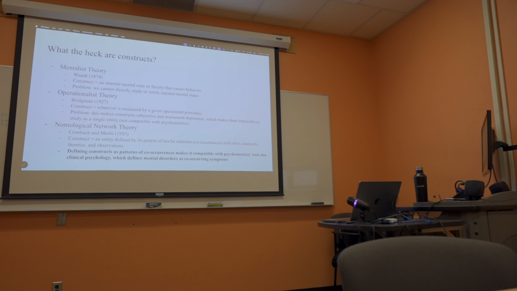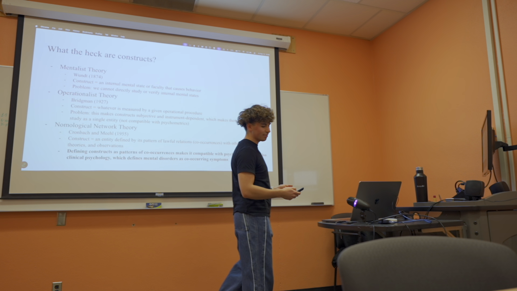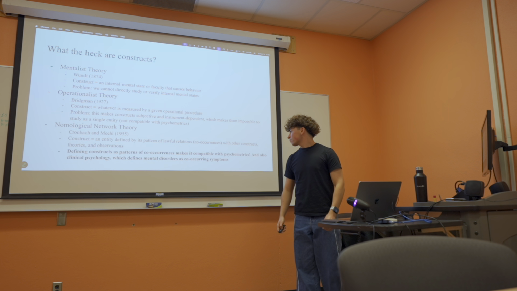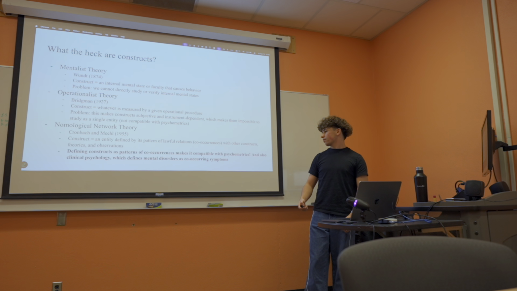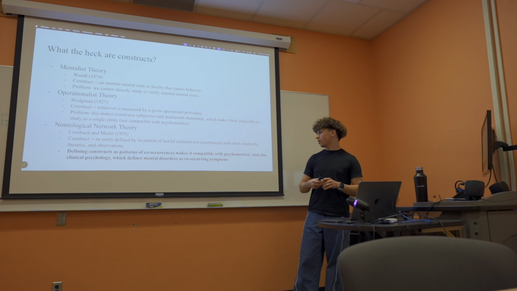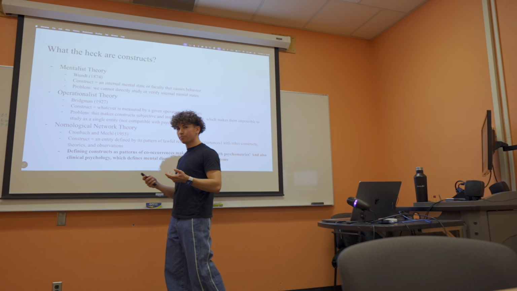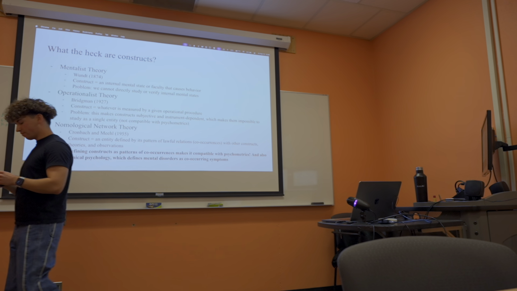But then we have nomological network theory from Cronbach and Meehl, which says that constructs are defined by patterns of lawful relations with other constructs, theories, and observations. In other words, co-occurrences. So here, constructs are being defined as co-occurrences. And that makes it compatible with psychometrics. So depression is a single thing that just co-occurs. It also makes it compatible with clinical psychology too, because like the DSM, for example, depression is just a set of co-occurring symptoms. So it's all related.